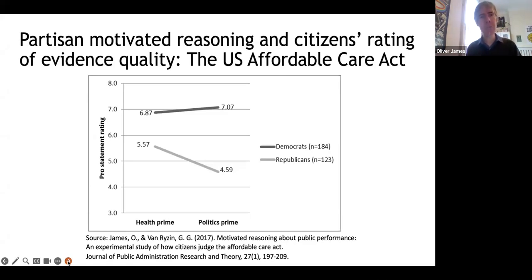But we split our sample. Half of the people, we presented this information in the context of healthcare. We started talking about their healthcare needs, what they might want for medical provision for their families. Then we gave them the information.